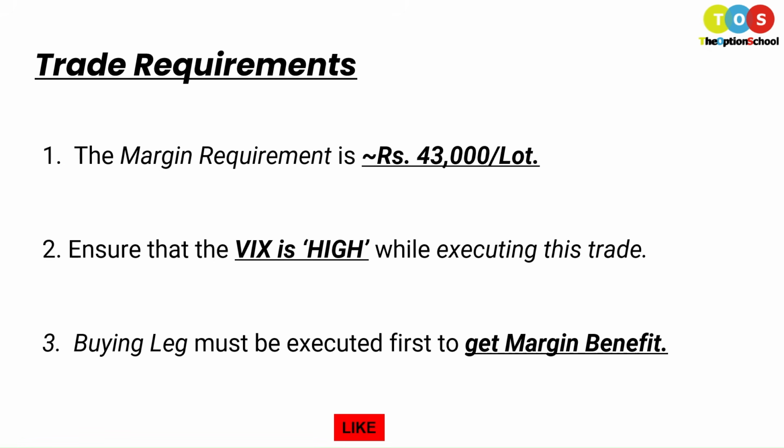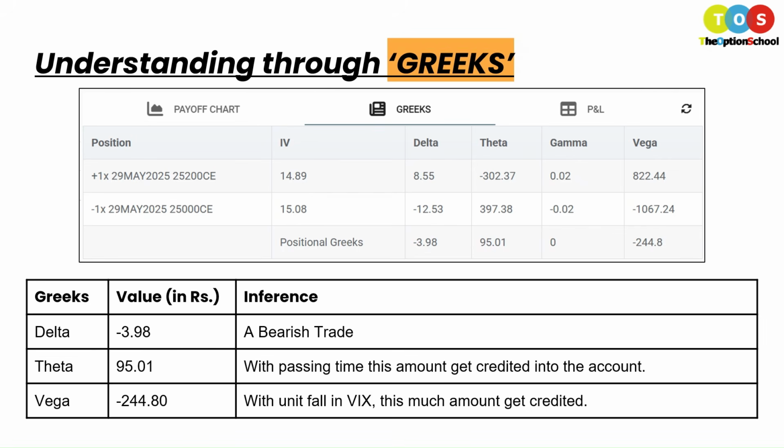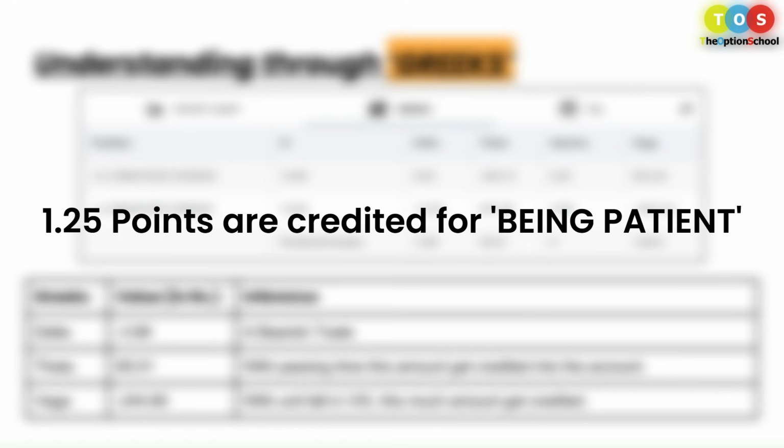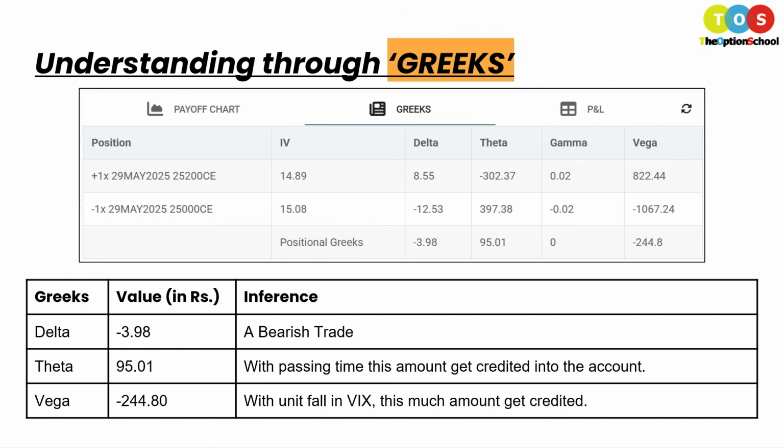Thanks in advance. So to move to proper calculations, we must look at the Greeks. Our delta in this case is minus 3.98, which simply confirms our bearish bias. But look at theta, 95.01. This means that just by being patient, nearly 1.25 points are credited to our account every single day. So if we hold this trade just for 5 days, we are already 1% plus on the deployed margin.